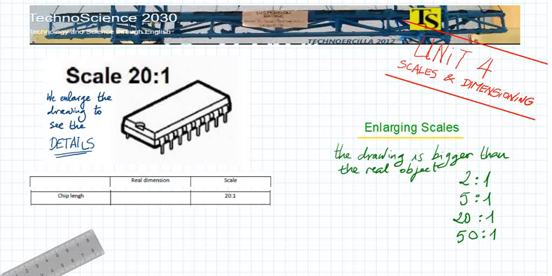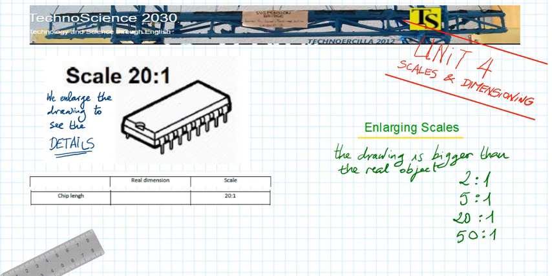Here we are again in Unit 4, studying scales and dimensioning. So here we have the scale 20 to 1 for this microchip. Microchips, or this type of scale, is when you have to enlarge the drawing to see the details of the object. A microchip is a good example because inside a microchip you have electronic circuits that you may need to study or see the details of, and then you have to enlarge the object, draw the object greater than it is in reality.